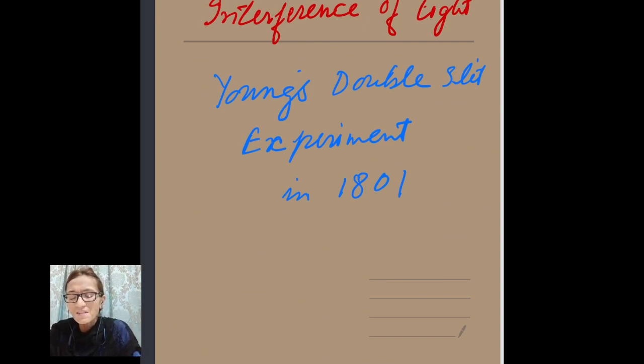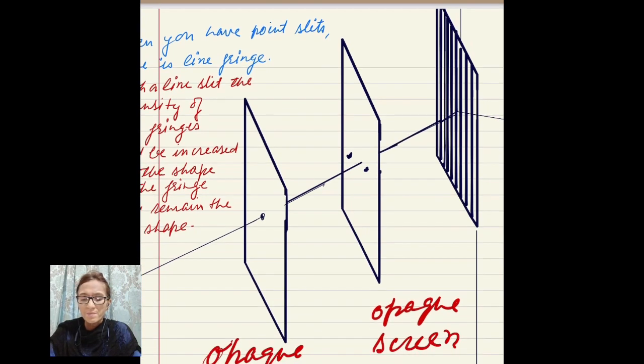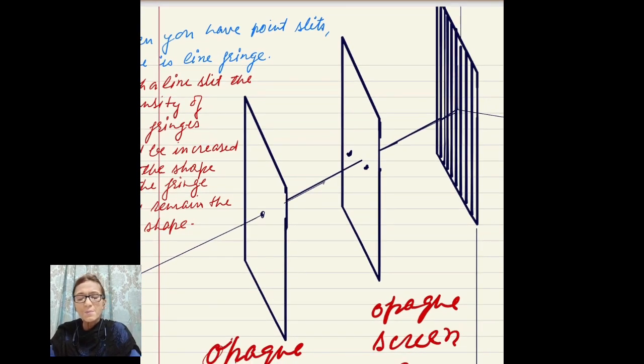Now Thomas Young of England in 1801 devised a very good experiment. He set up a very good device to obtain interference of light waves, and he obtained the interference. He obtained alternate maxima and alternate minima.